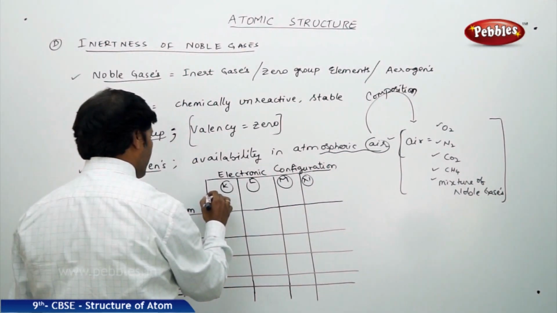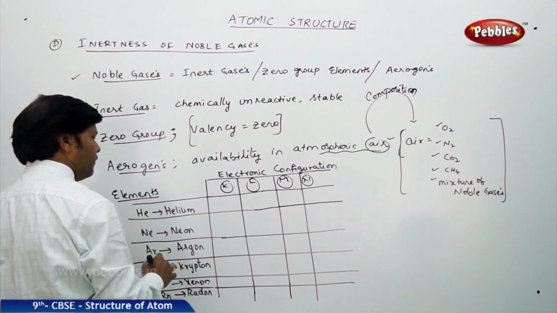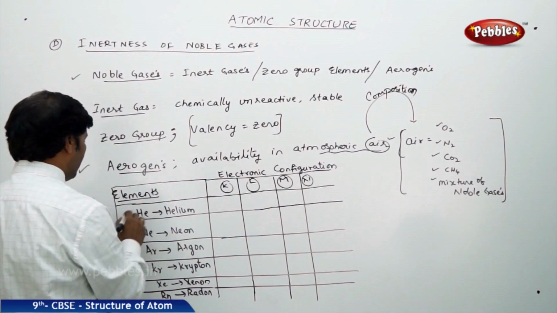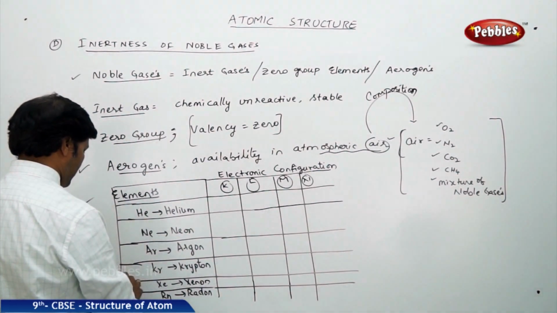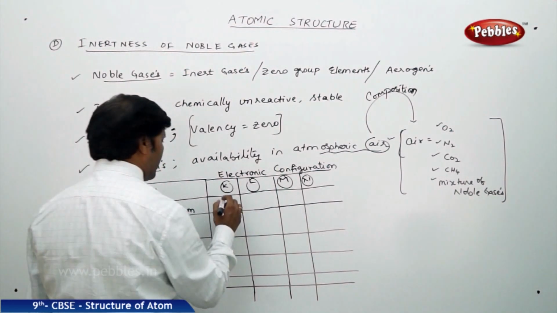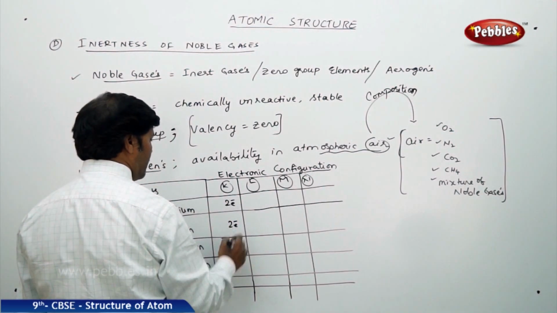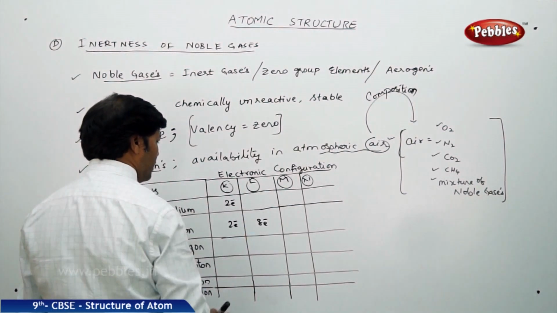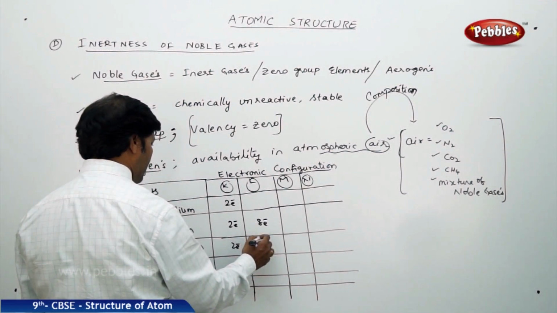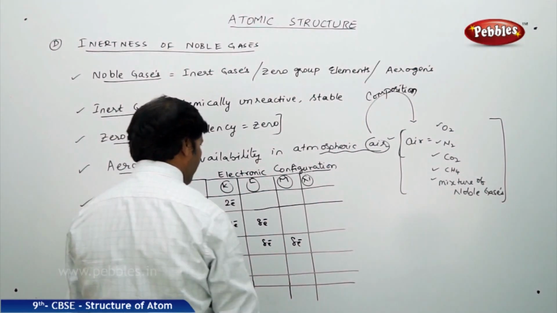For helium, what you are noticing here is that only 2 electrons are filled up in the K shell. Neon, 2 electrons in the K shell and 8 electrons in the L shell. Argon, 2 electrons in the K shell, 8 electrons in the L shell and again 8 electrons in the M shell.